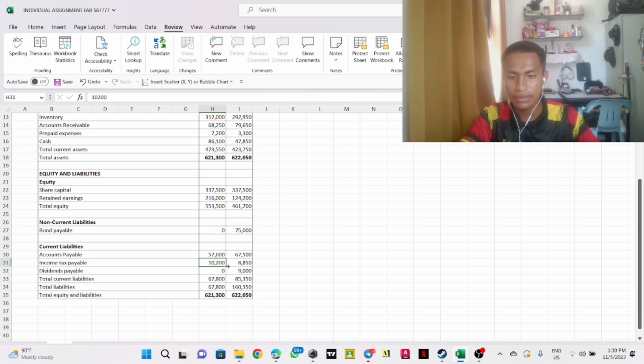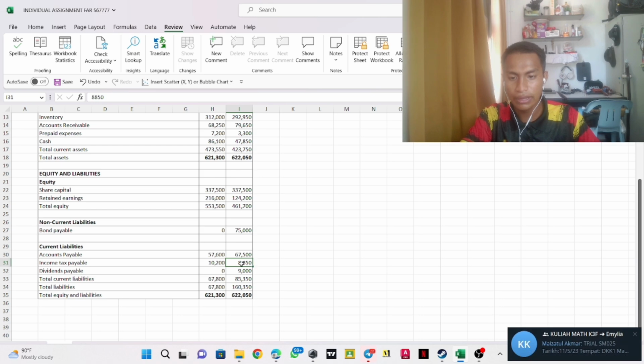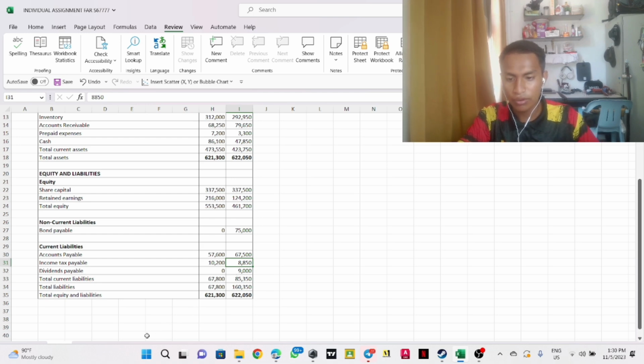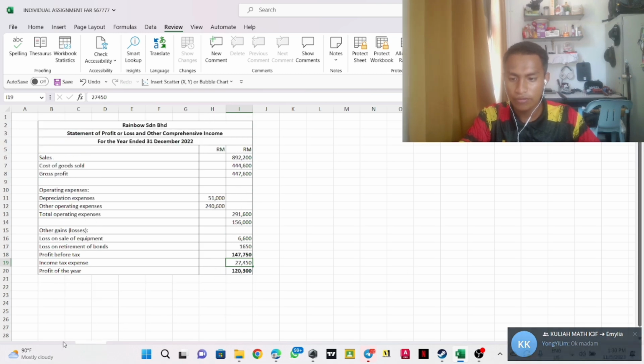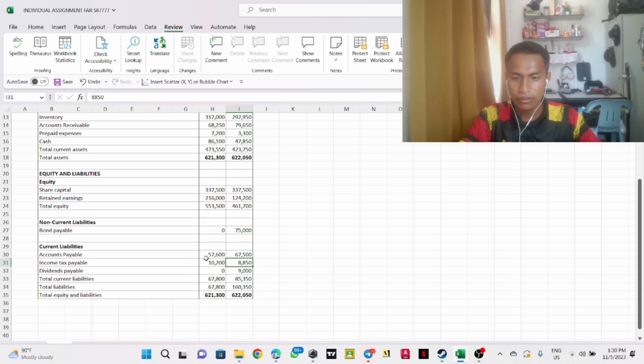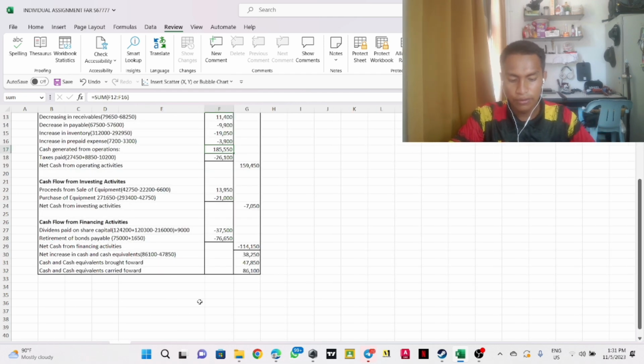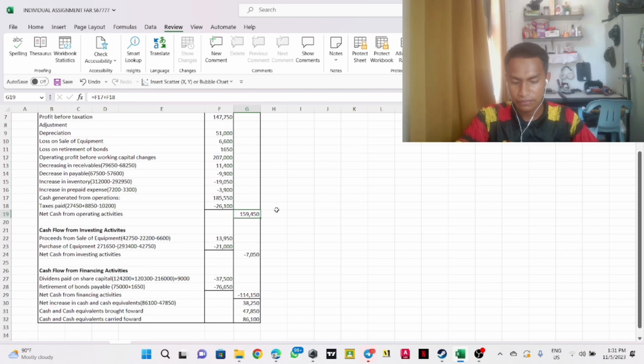We find that the income tax payable in 2022 amounts to 10,200, and in 2021 amount to 8,850. So to get the amount of 26,100, we need to add 27,450 to 8,850 and subtract 10,200, and we will get net cash from operating activity of 159,450 when 185,550 is subtracted by 26,100.